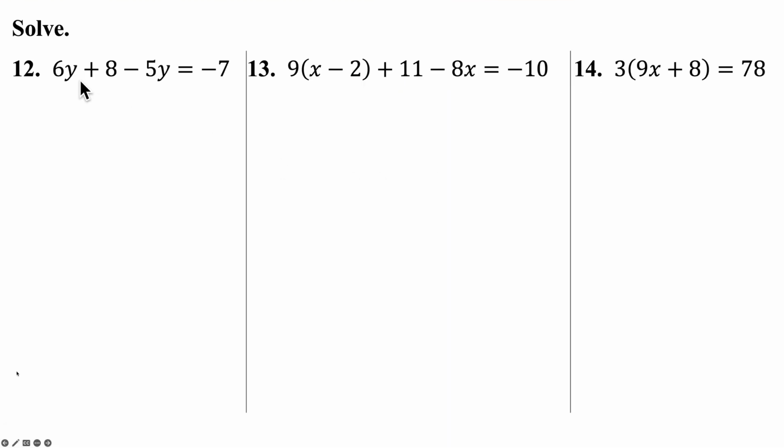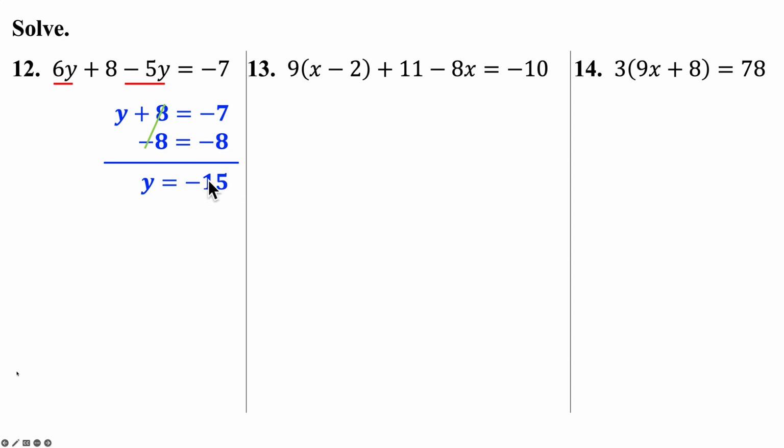Okay, 12. Here's an example. We have 6y plus 8 minus 5y. We have two y terms. We must combine these together. And since they're on the same side, just use the same signs. 6y minus 5y is going to be 1y plus 8 equals negative 7.